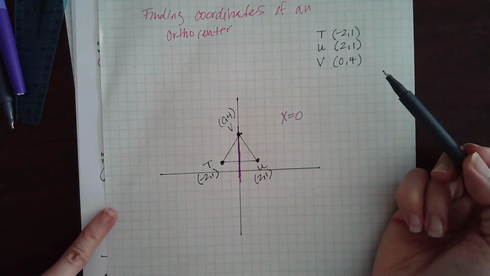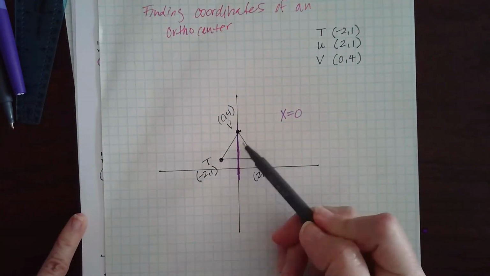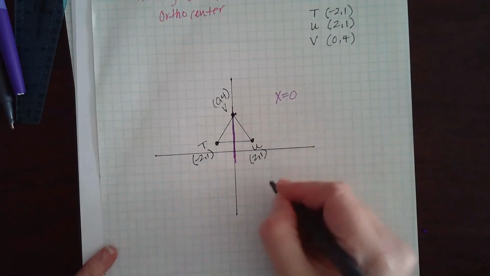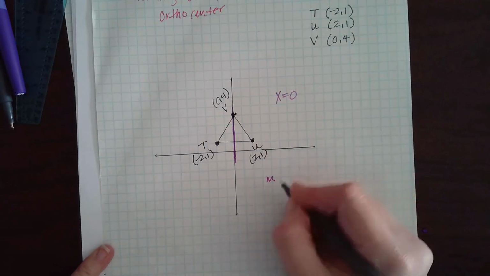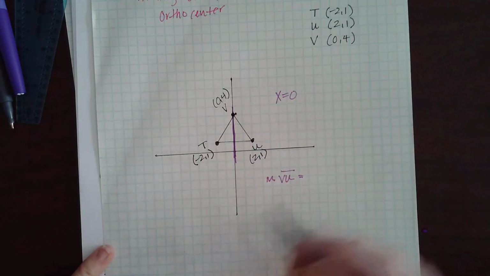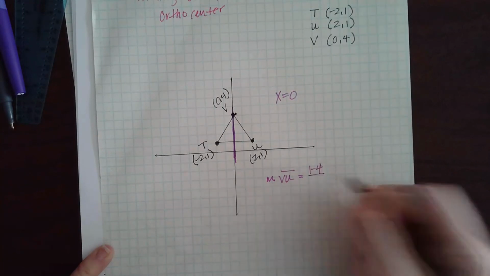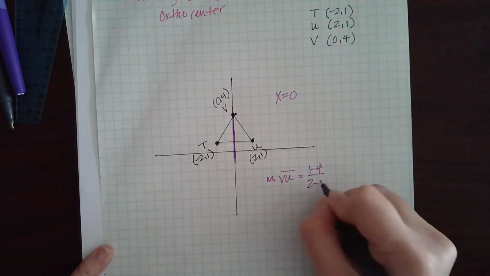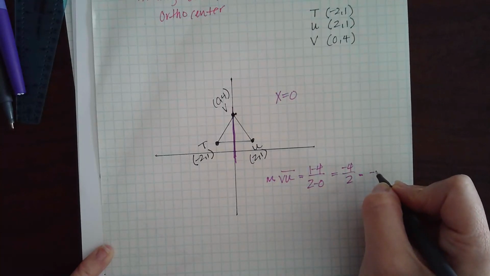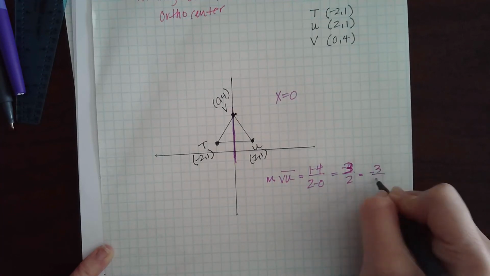In this case, it doesn't really matter which one you find. I'm going to find the altitude from T perpendicular to VU. My first step is to find the slope of V to U. So I want to figure out the slope of this line here. You can do this using rise over run, or by just using the formula. Change in y, 1 minus 4, over 2 minus 0. So I get negative 3 over 2.